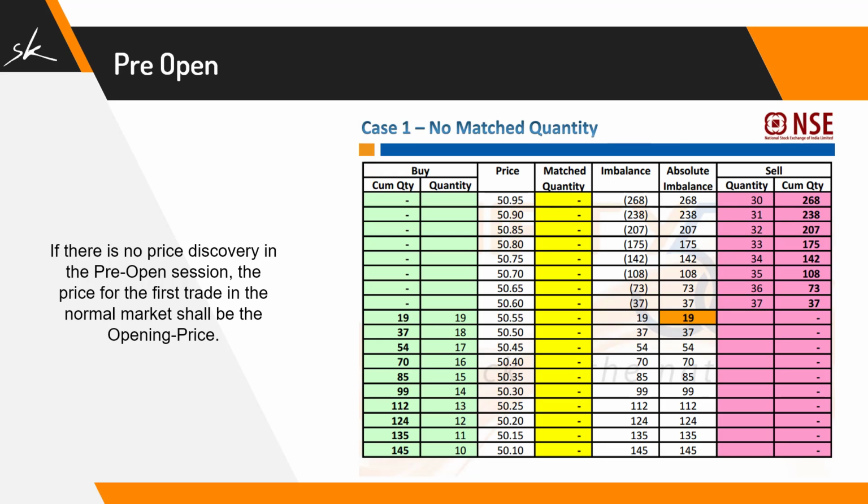So what happens is, in this case, you can see the cumulative quantity is 19 at 50 rupees 0.55 paise to be bought, and at the same price we don't have any sellers. The sellers are at an expensive price, which is 50 rupees 0.60 paise. Because the buyers and sellers are not matching, no transaction will happen during the pre-market, and the very first transaction which happens after 9:15 will be considered as the opening price.